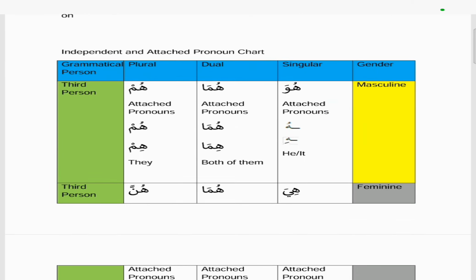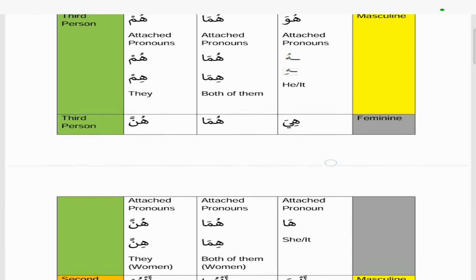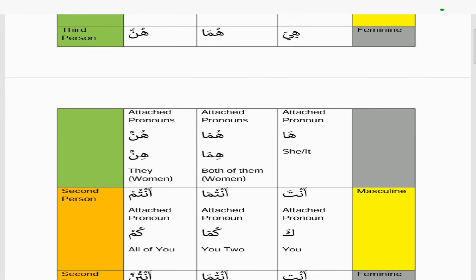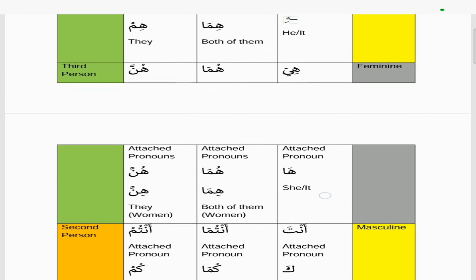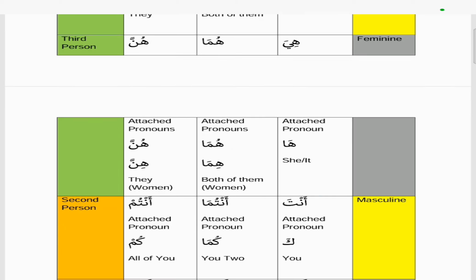So here we've got the same chart as above, the independent pronoun chart, but we've added the attached pronouns underneath. If we look at the first line, you can see huwa, which is the independent pronoun. The attached pronouns are shown below it, which is hu or hi. So huwa is the independent pronoun, and if you want to make that into an attached pronoun, it becomes either hu or hi. Then huma becomes huma or hima. And then hum, the independent pronoun, becomes hum or him as an attached pronoun. Then hiya, the independent pronoun, as an attached pronoun, is just ha. Then huma, again the same as above, becomes huma or hima. And then the independent pronoun hunna becomes, as an attached pronoun, hunna or hinna.